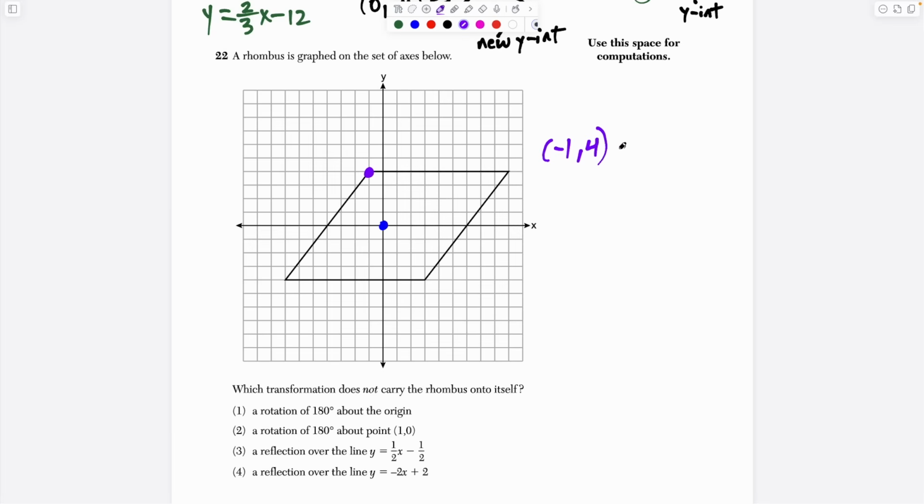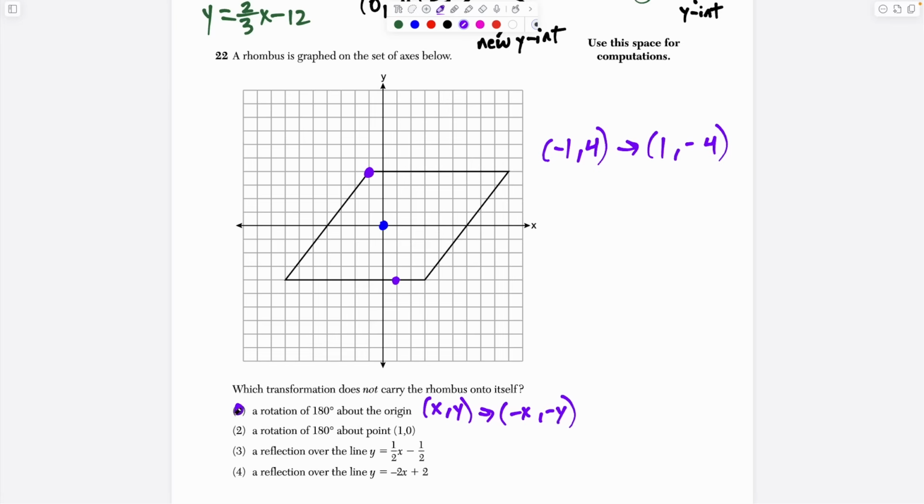If we rotate this 180 degrees about the origin, it's going to send it to the point (1, negative 4). We can just remember this rule: take the point (x, y) and it goes to (negative x, negative y), which really just means change the signs of x and y. That would put us over at 1 and then down 1, 2, 3, 4. So notice this one here is not a good transformation. This will not carry the rhombus onto itself because this point would have to land in the opposite corner, and it's just not making it there.